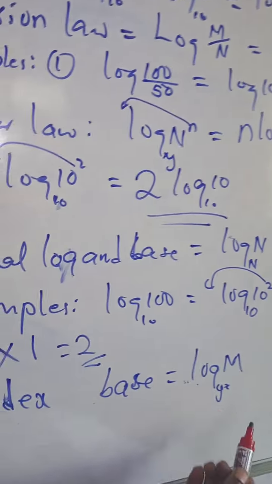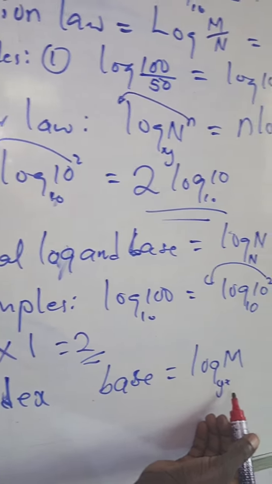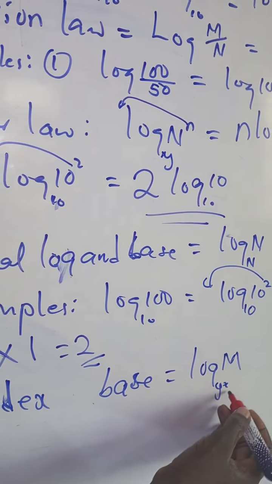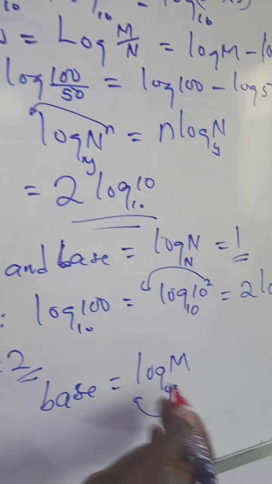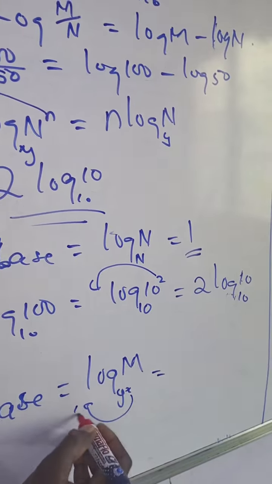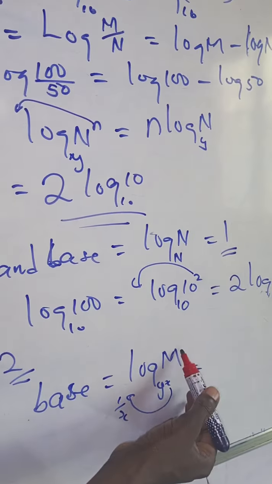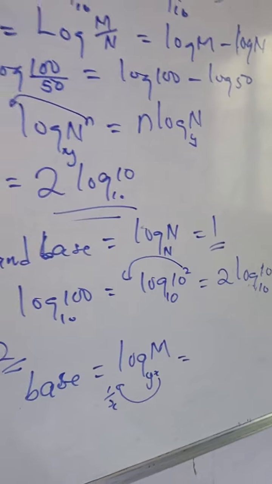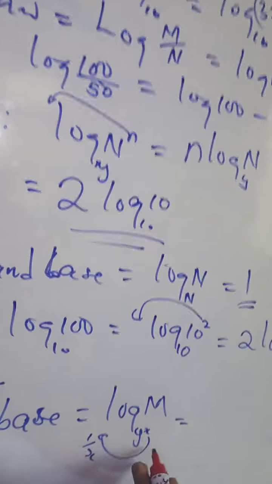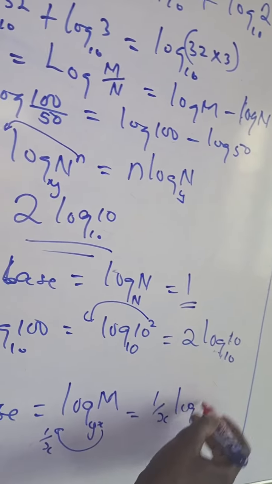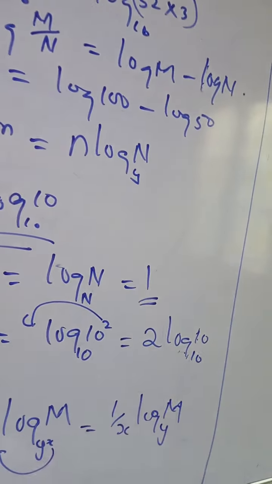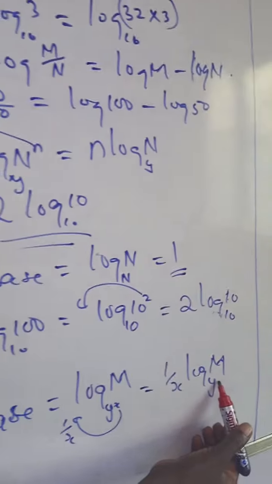Here, if the base happens to have a power, the power will also come, but it's going to come in fraction form, like this x will turn to 1 over x. The one here will come the way it is, but this one will come as 1 over x. So this one is 1 over x log m base y. So meaning that the power here has already come. So let me give an example.